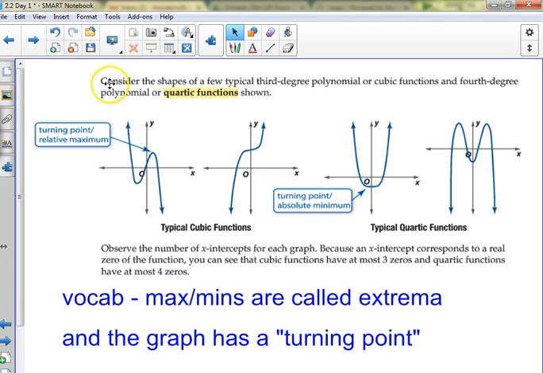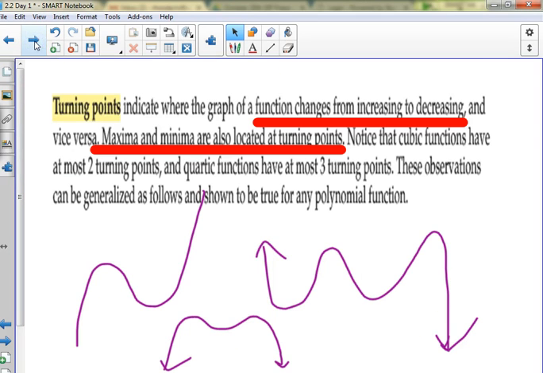All right, then we need to talk about something called extrema. Turning points. Every time there's a max or a min, the graph turns and goes the other direction. That's what makes it a relative max or min, right? So those extrema are also called turning points. In other words, it turns and goes the other direction at a max or a min.